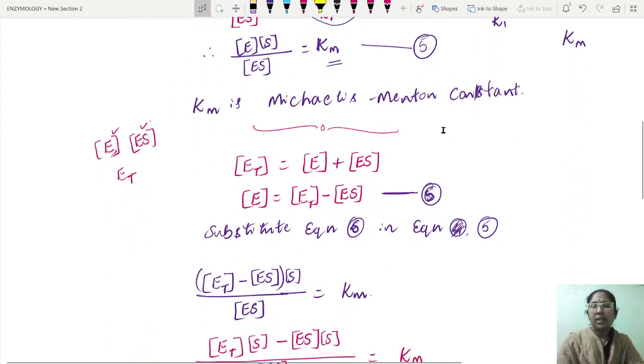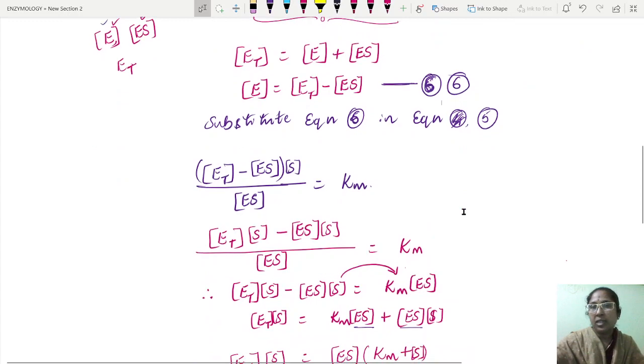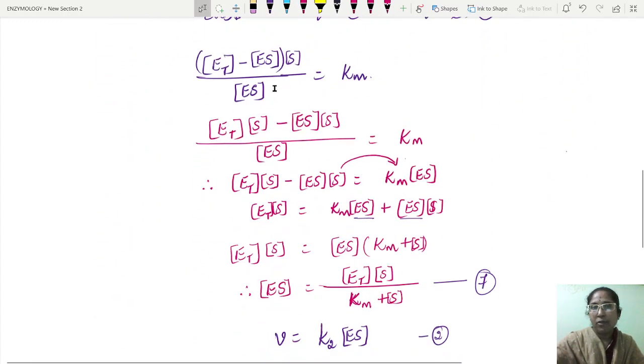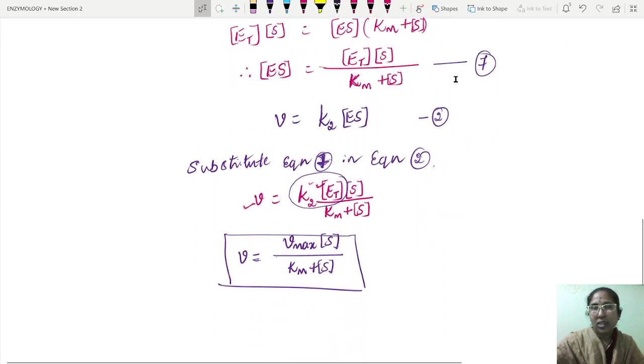At the same time, we can't measure the free enzyme and ES complex, but we can measure the total enzyme. So the total enzyme concentration is the free enzyme plus the ES complex, and the concentration of the free enzyme will be equal to ET minus ES. Let us call this equation 6. If we substitute this in equation 5 and simplify it, finally we are going to have equation 7.